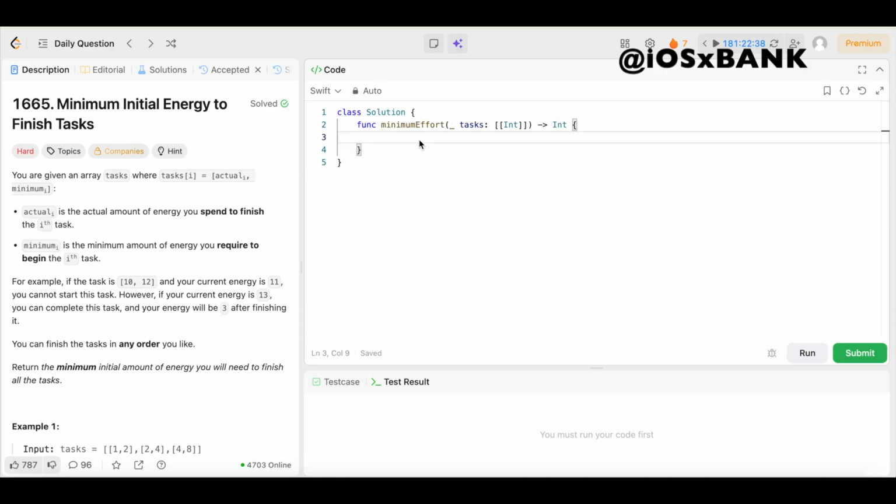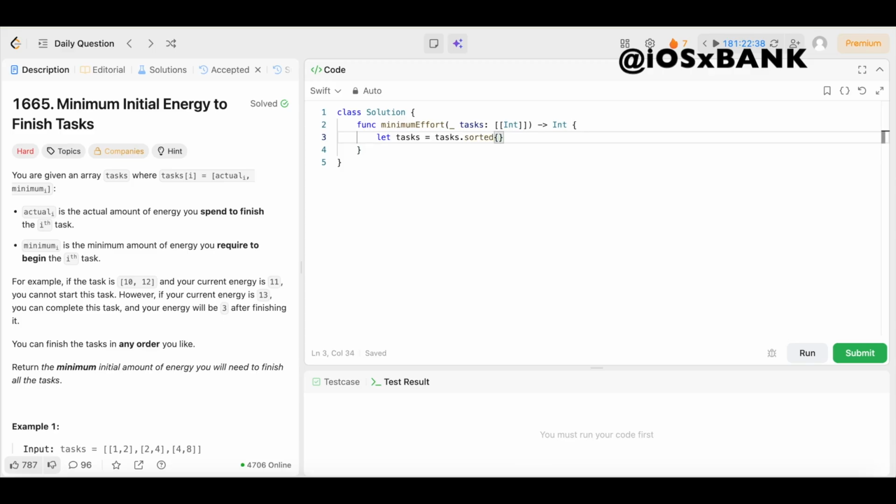Solution is not that difficult at all. First thing we're going to do is sort the tasks by the difference between the minimum required energy and the actual energy consumed. Tasks that require a larger buffer of energy are handled first, and this greedy strategy is going to minimize the total starting energy. So we're going to come right here. We're going to say let tasks equal task.sorted.